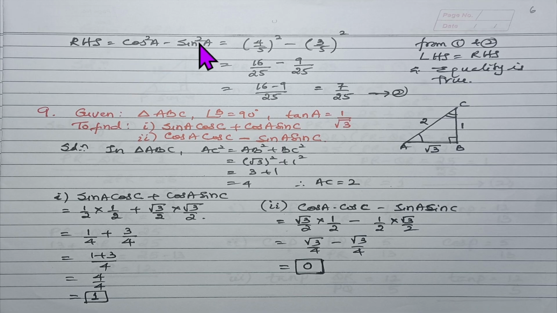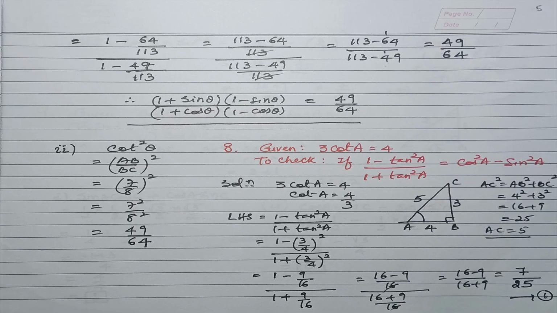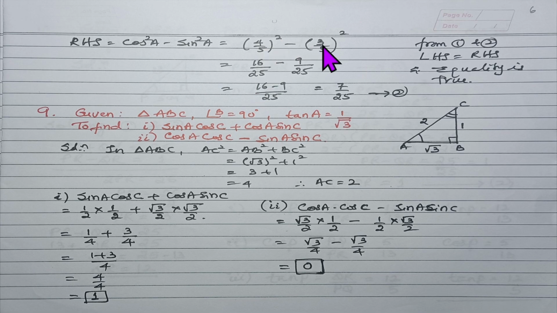Now RHS is cos square A minus sin square A, and what is cos A here? The cos A will be 4 by 5, and sin A is 3 by 5. So substitute them there. So we get (4 by 5) squared minus (3 by 5) whole raised to square. 4 square is 16 by 25. 3 square is 9 by 25. Simplify it. LCM is 25. 16 minus 9, 7 by 25. LHS is equal to RHS. Therefore the equality is true, and it is proved.